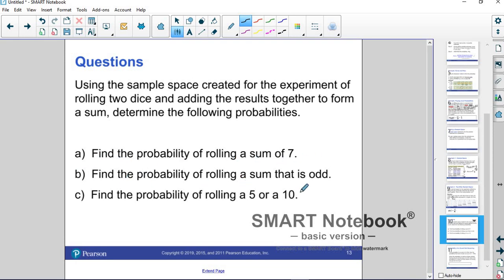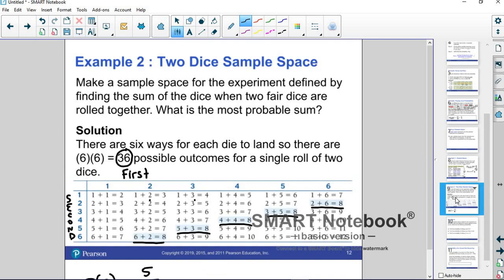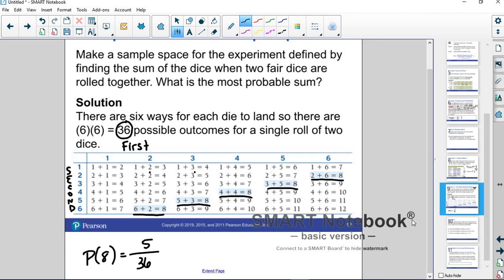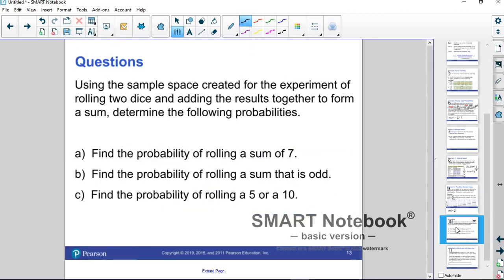Here are 3 different probabilities that I'd like you to calculate based on this sample space from the previous page. I want you to pause the video, maybe take a screenshot of this or pause the video here and write these down. Go back and forth however you want to do it, but I want you to find the probability of rolling a 7, the probability that the sum is odd, or the probability that you get a 5 or a 10 for the sum. These are all sums, not rolling a 7 on one die. That's impossible, right? But they're rolling a sum of 7. Okay, so here are your 3 probabilities.